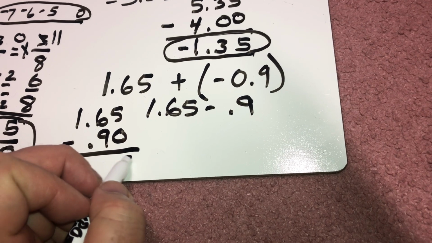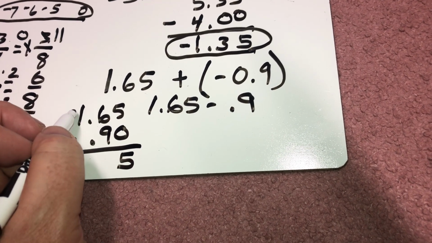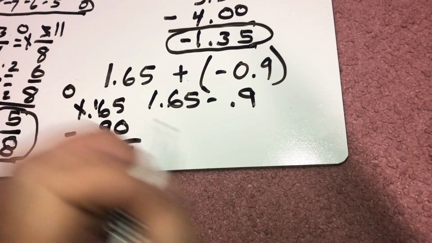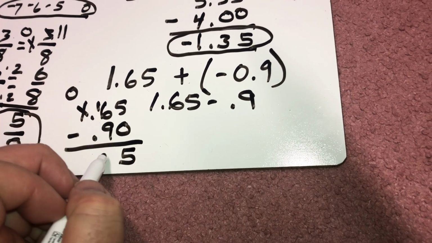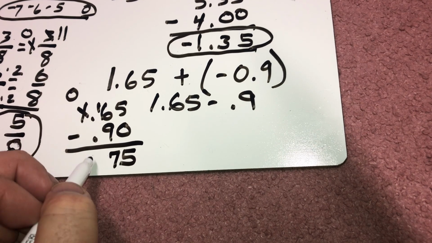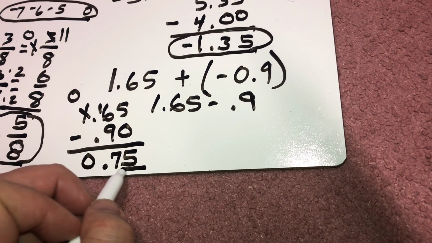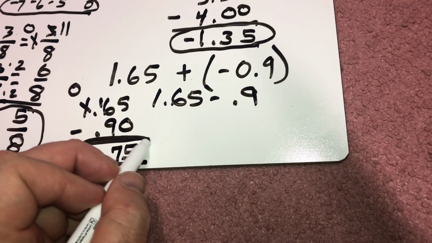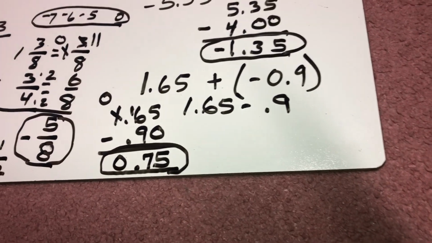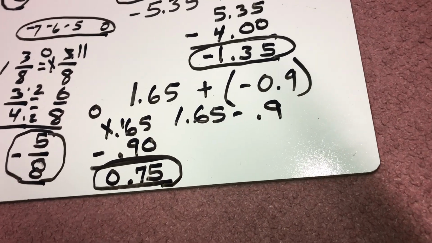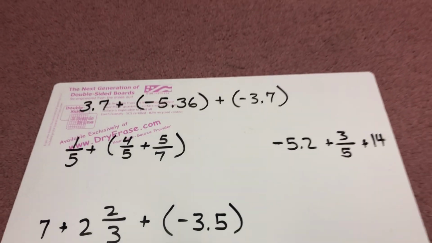5 minus 0 is 5. I can't do 6 minus 9. So I'm going to borrow from the 1, make that a 0, make the 6 a 16. 16 minus 9 is 7. Drop the decimal down. If I want to put the 0 there, I can. I get 0 and 75 hundredths. All right, moving right along to our next part here.